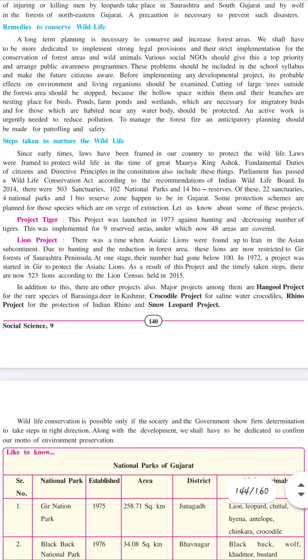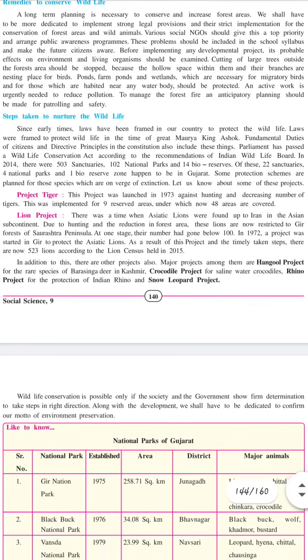Some protection schemes are also planned, like protection of the tiger by Project Tiger, and protection of the lion by Project Lion, and protection of the crocodile by Crocodile Project, Hangul Project, Rhino Project, Snow Leopard Project, etc. These projects were made in order to protect these animals.